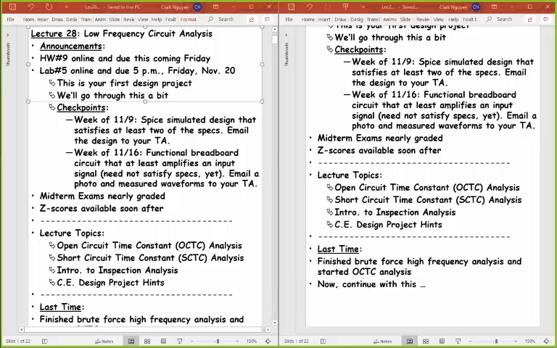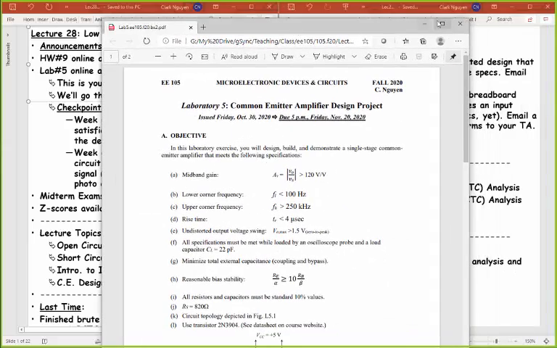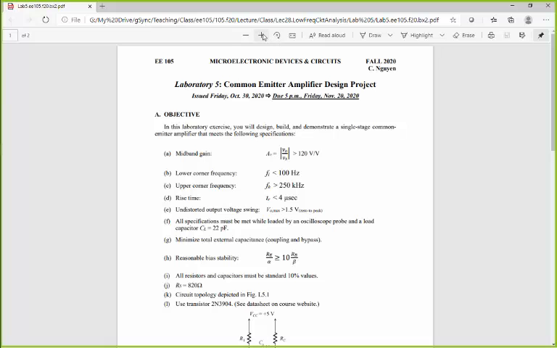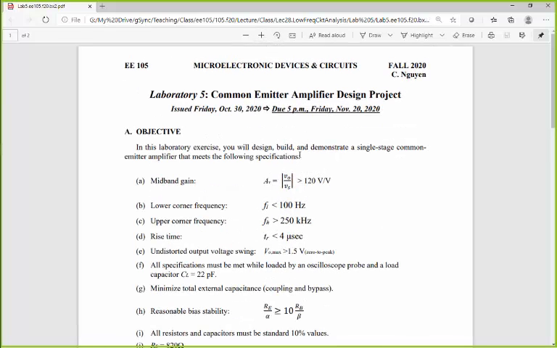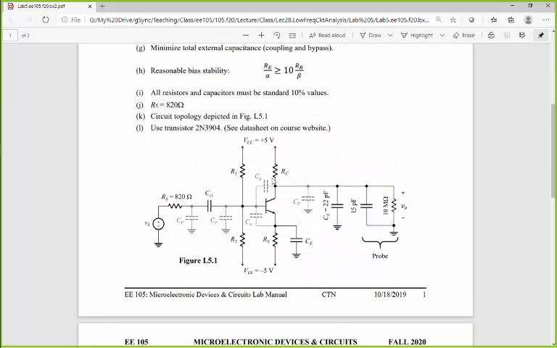But right now, let's look at Lab number 5. This has been online, and some of you have probably taken a look at it. This is it right here. It's going to be due Friday, November 20th, and it's basically this circuit right here.